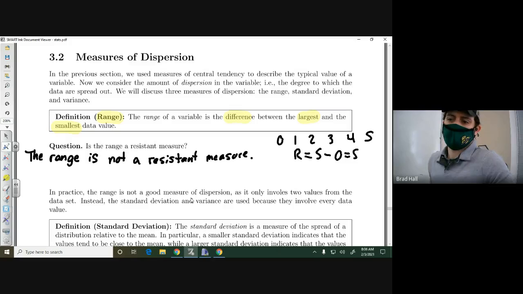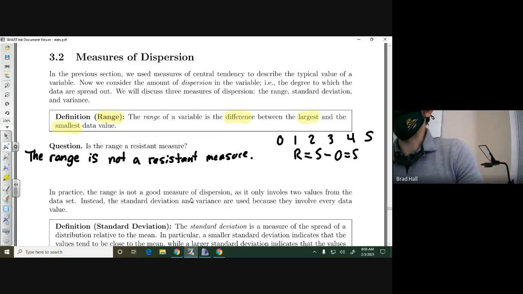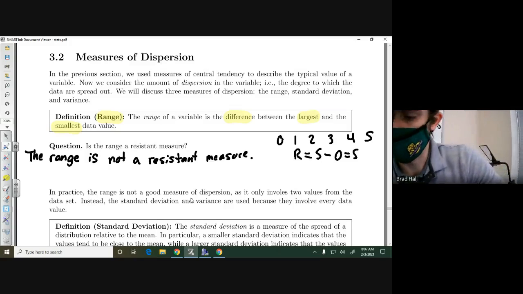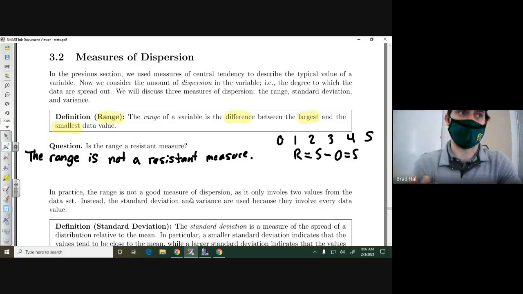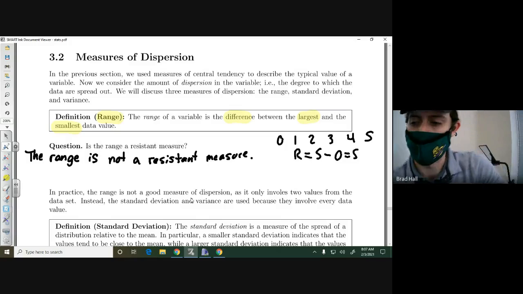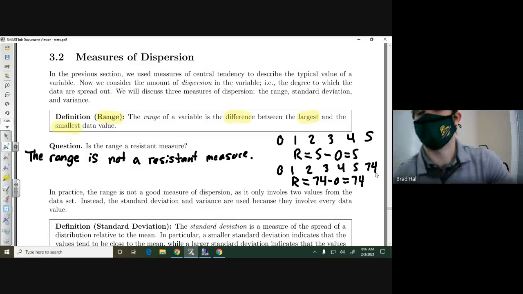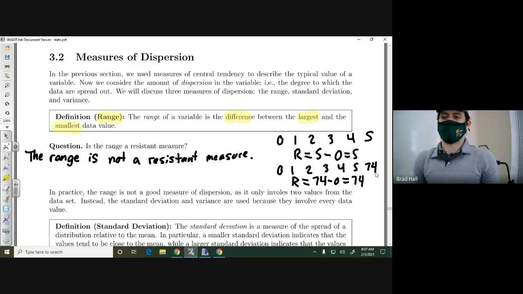What's more extreme than 12? Really extreme. 74. 74, there you go. So resistance is this idea of throwing in an extreme value. What's the new range now? 74 minus 0 is 74. Notice the range changed significantly.